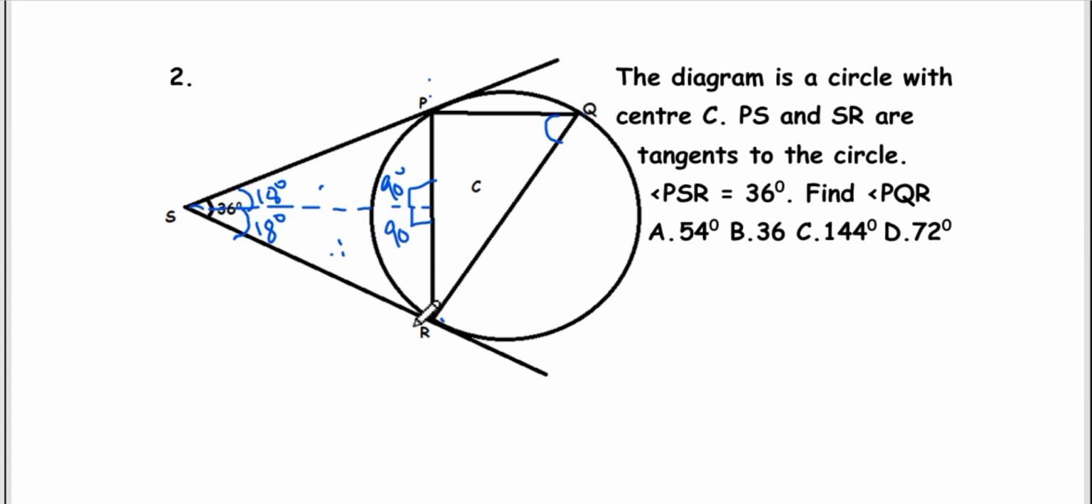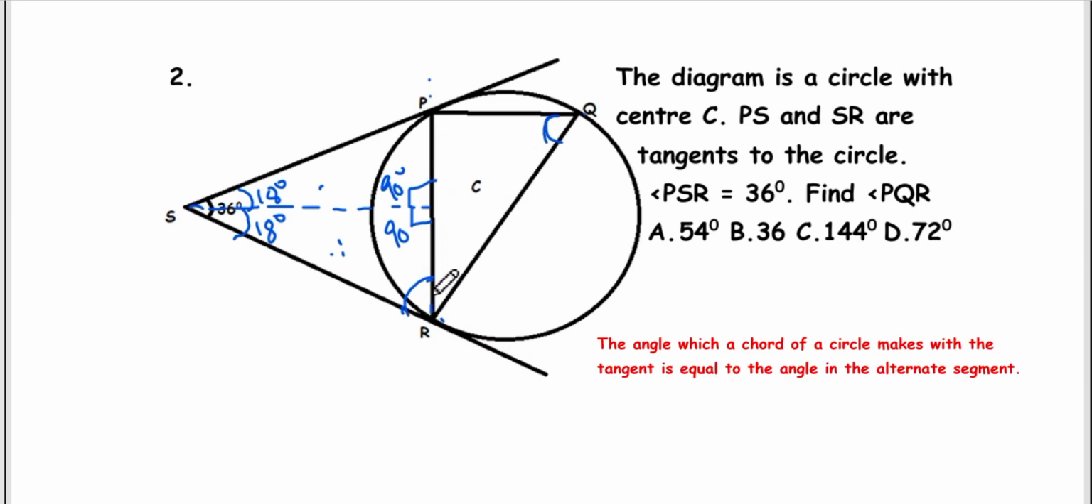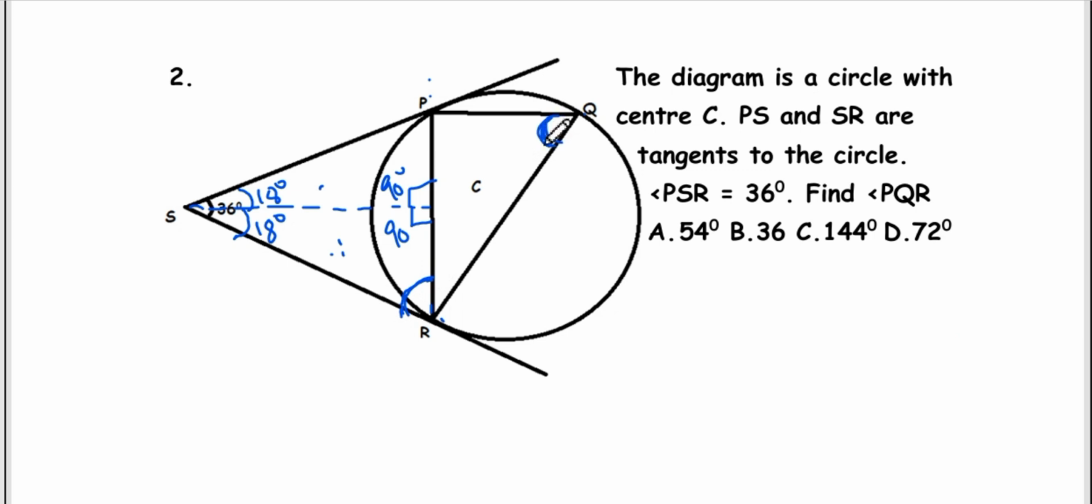So let's get this angle, because this angle is equal to this angle. This is a tangent and this is a chord. And there's a theorem that says that the angle which a chord makes with a tangent is equal to the angle in the alternate segment. Now the angle in the alternate segment is the angle facing the chord. So this angle is facing this chord. So this angle is equal to this angle.